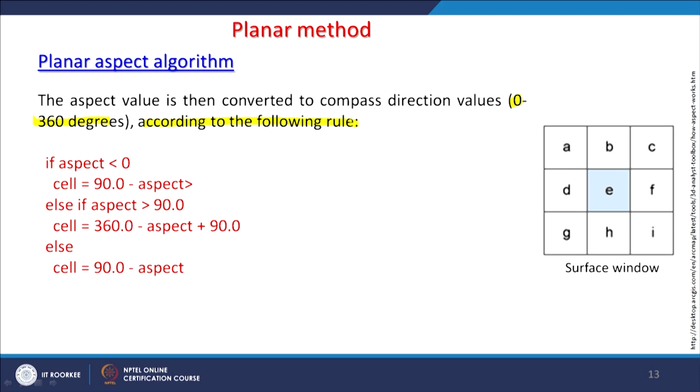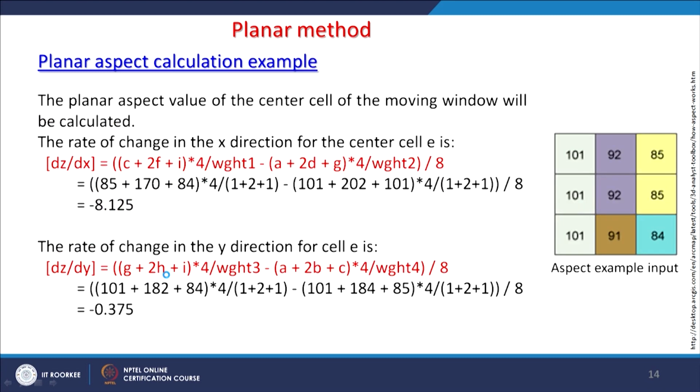Which we have already discussed, the condition is that if aspect is less than 0, the cell value is 90 degrees minus aspect. If aspect is more than 90 degrees, then the cell value is 360 degrees minus aspect plus 90, and else the cell value is 90 minus aspect, by which you can do the calculation.